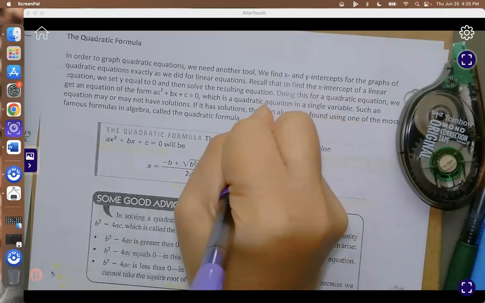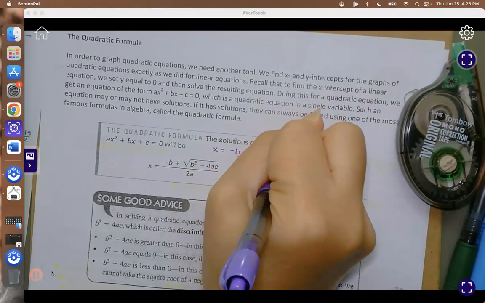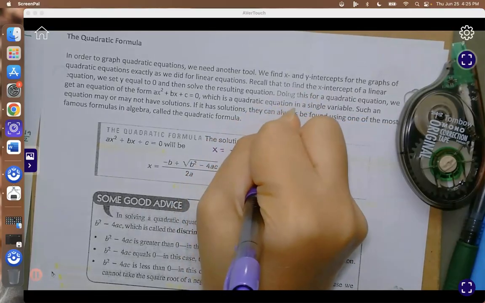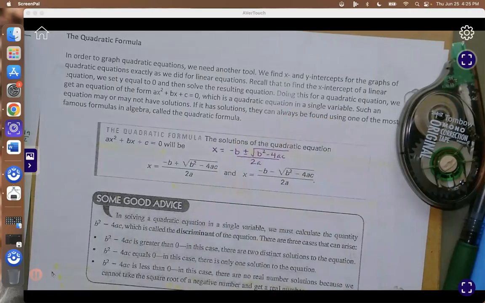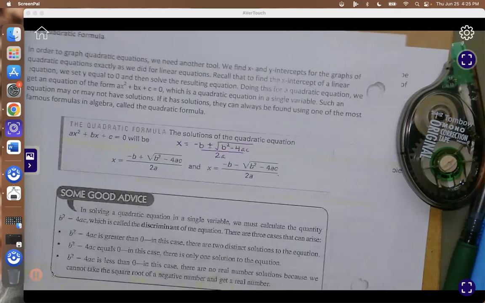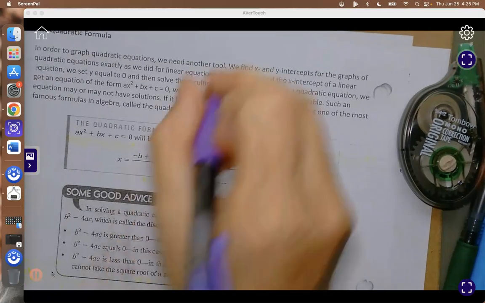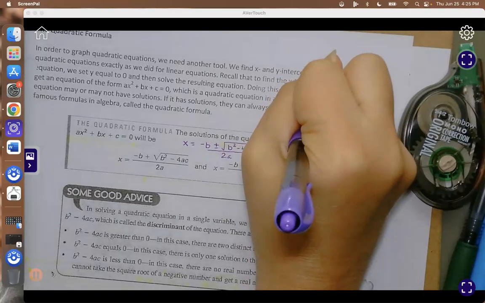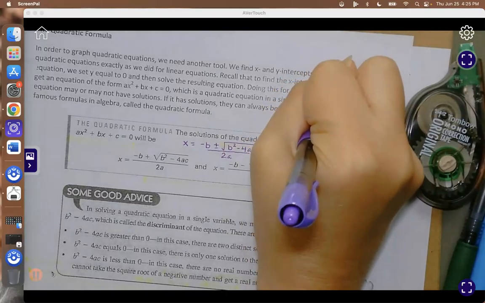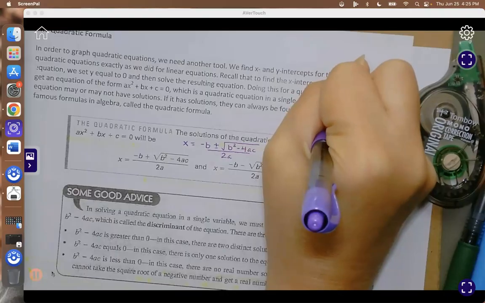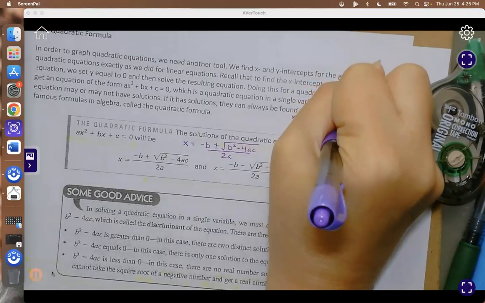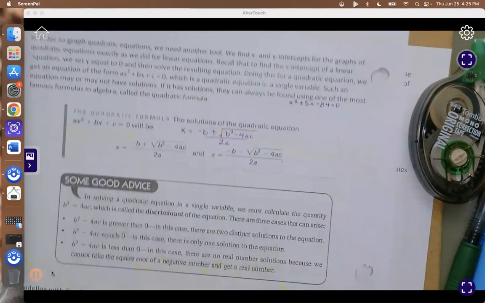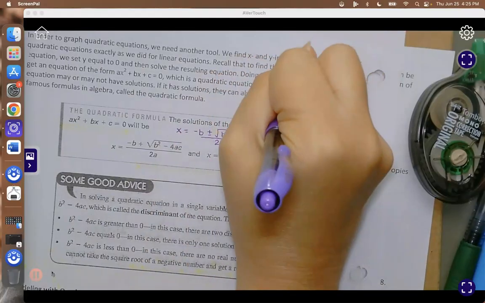all over 2a. Okay, so let's do a problem. x squared plus 5x minus 84 equals 0. Okay, so let's identify our parts first.